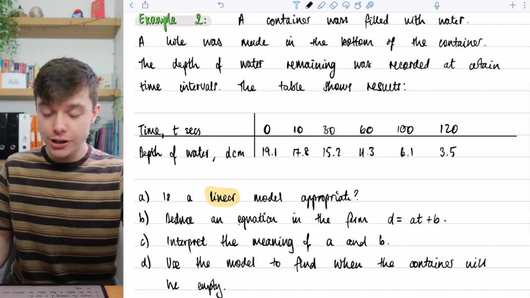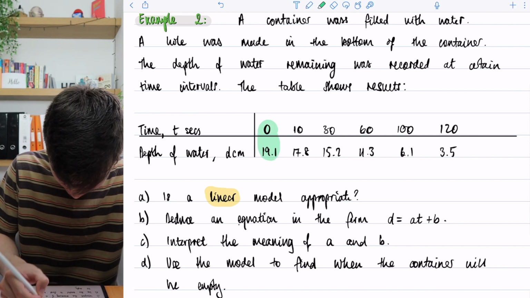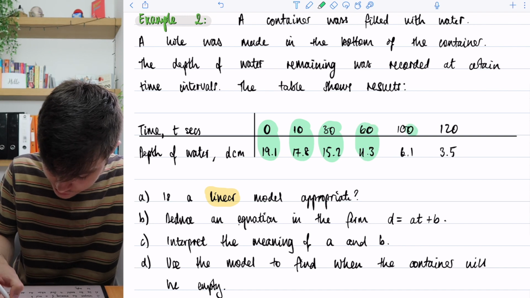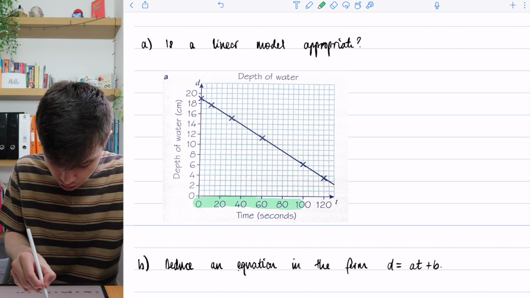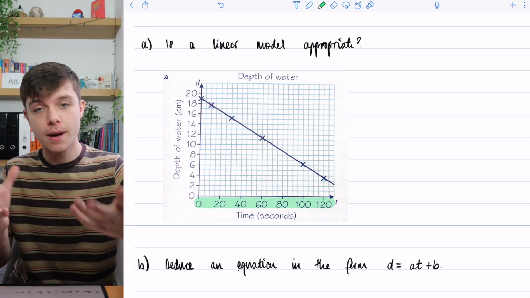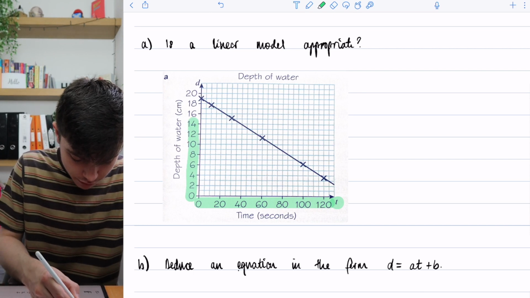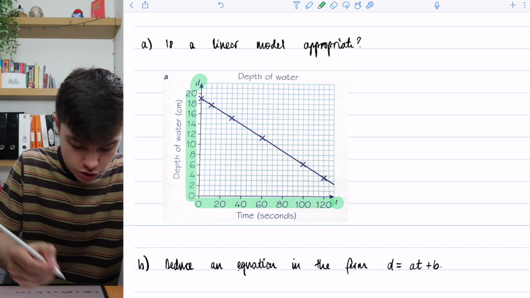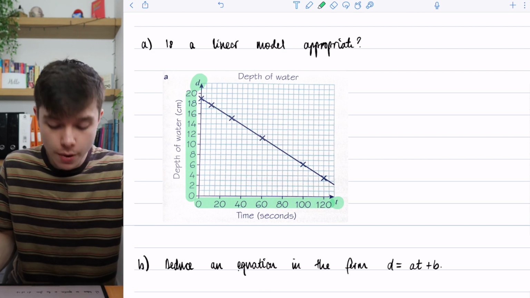All we have to do is just graph these things here. That set, that set, that set. We just have to graph those as coordinates, okay? We put the time along the x-axis because it's time and that's t, we call it the t-axis. And then we put the depth of water along the y-axis, but because it's depth of water, we'll just call it the d-axis, okay? So that's all we need to do. We just draw those points on.